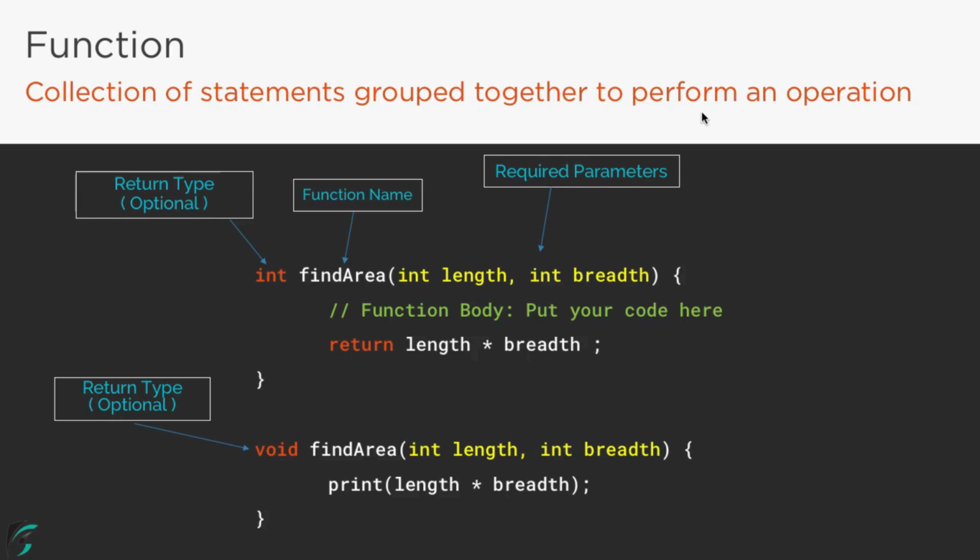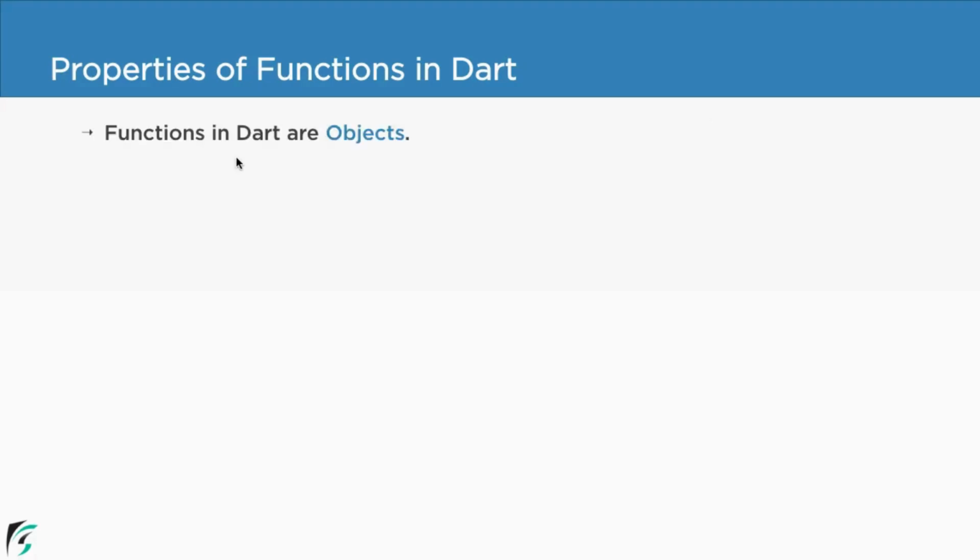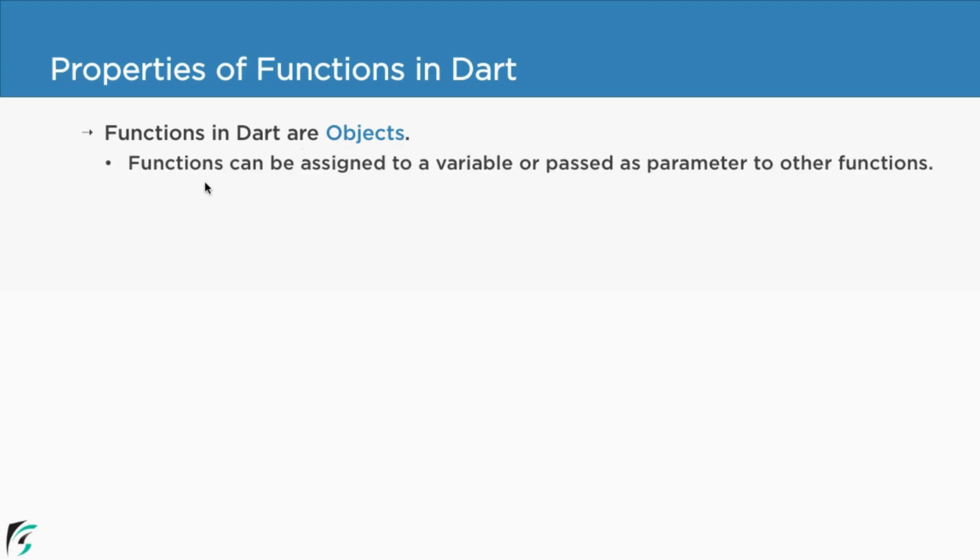Now since Dart is from Google, and Google always likes perfection, Google has incorporated many new features in the case of functions. In Dart, just remember everything is an object, and so is the function. So functions in Dart are objects. What does this statement mean? You will get to know shortly in our upcoming videos. But right now, just remember functions in Dart are objects, which means that a function can be assigned to a variable, that is, a variable in Dart can store even functions. And also you can pass a function as a parameter to some other function.